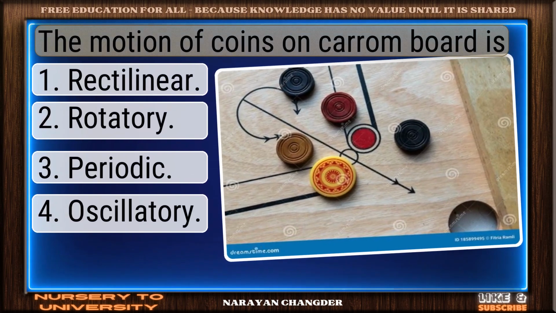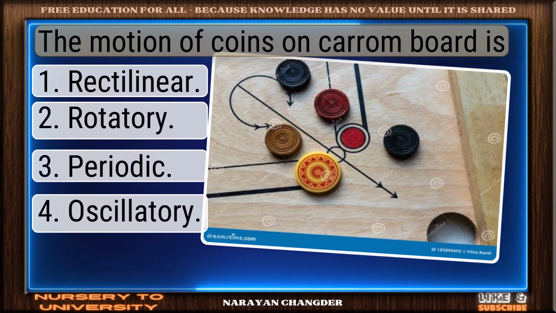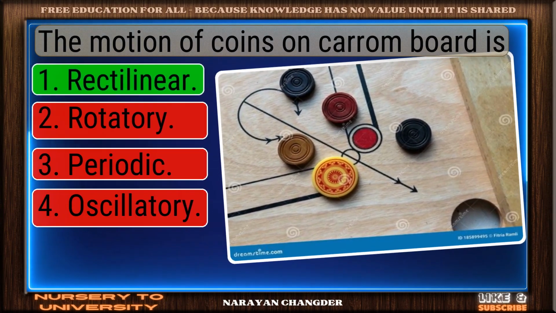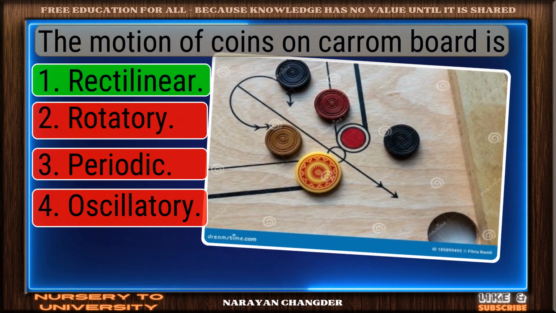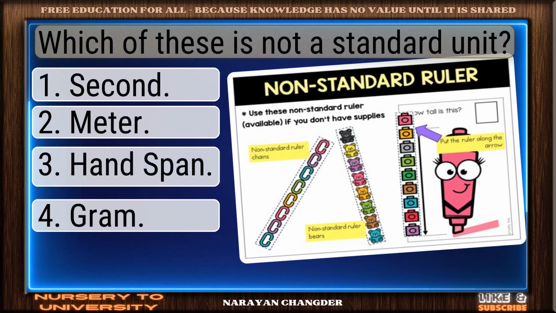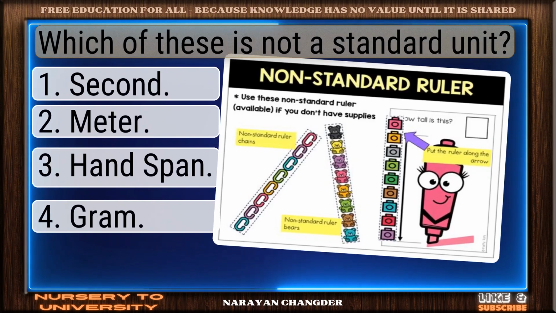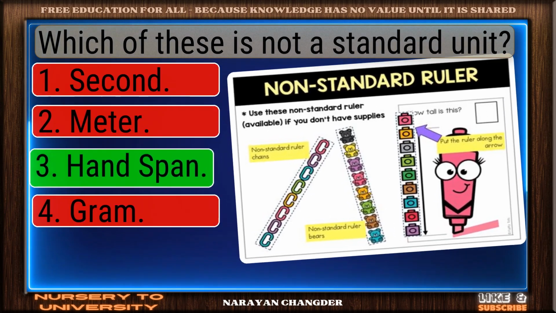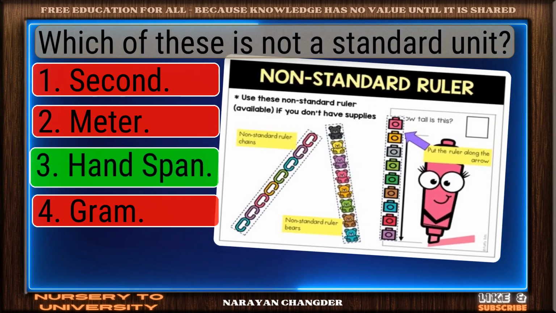Question number 111. The motion of coins on carom board is. Excellent. Rectilinear is a brilliant choice. Question number 112. Which of these is not a standard unit? Good job. Your answer handspan works well here.